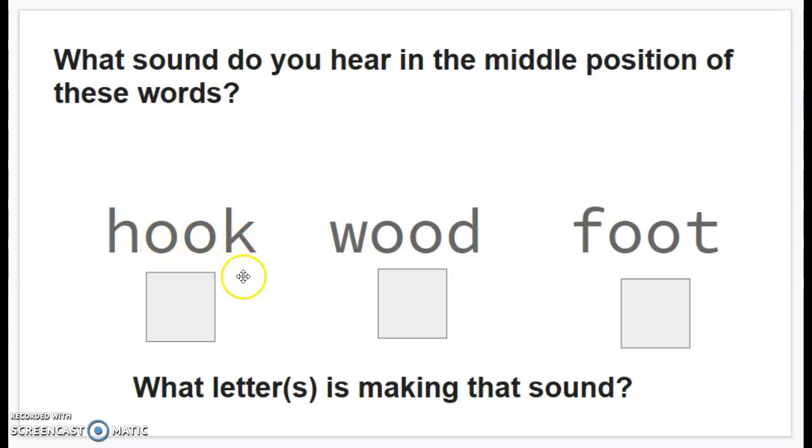Right, I only hear one sound, but how many letters do you see? Two. Two O's with one sound. What do we call two letters that make one sound? A digraph. Is digraph OO a vowel digraph or a consonant digraph? Yes, it's a vowel digraph because it's made up of two vowels.